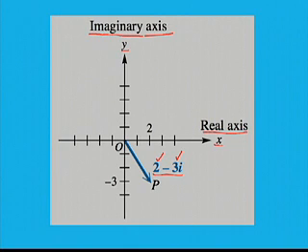So the way that we draw the vector is by doing the horizontal component, which is the real part, horizontally, and then drawing the imaginary part vertically, and then connecting the origin to that point, P. And that vector then is representative of 2 minus 3i.